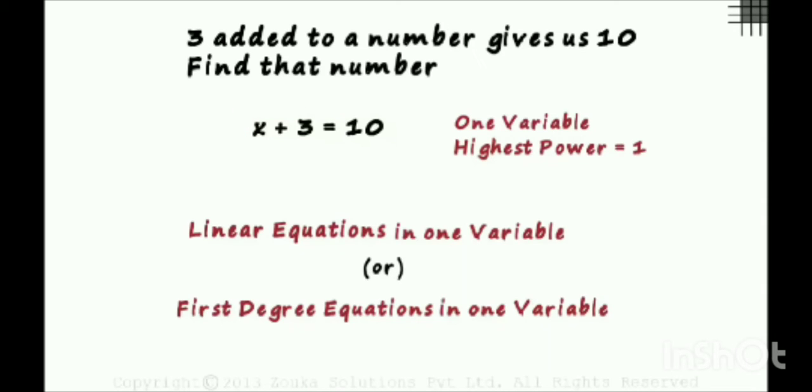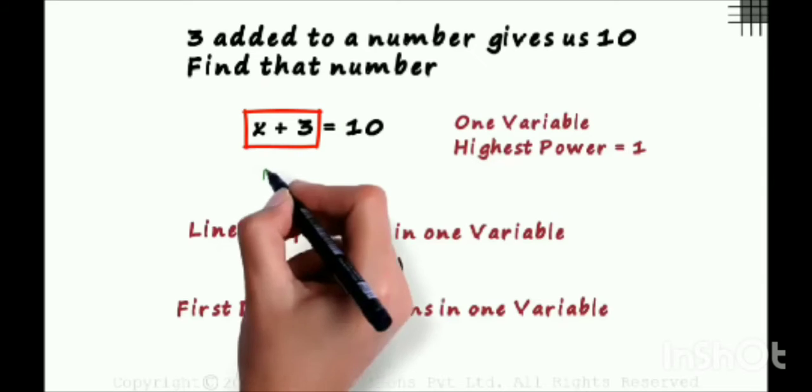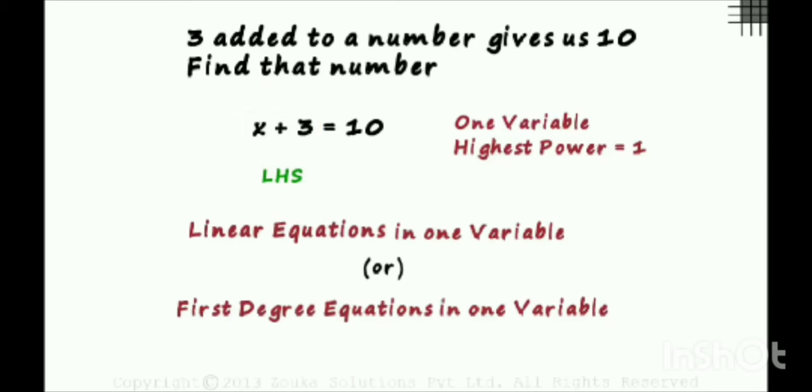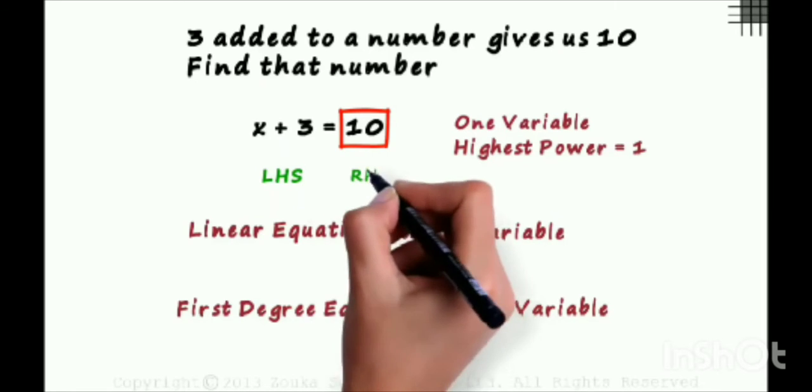We categorize an equation into 3 parts. We have an equality sign in the center. To its left is the left-hand side, shown here as LHS, and to its right is the right-hand side, shown here as RHS.